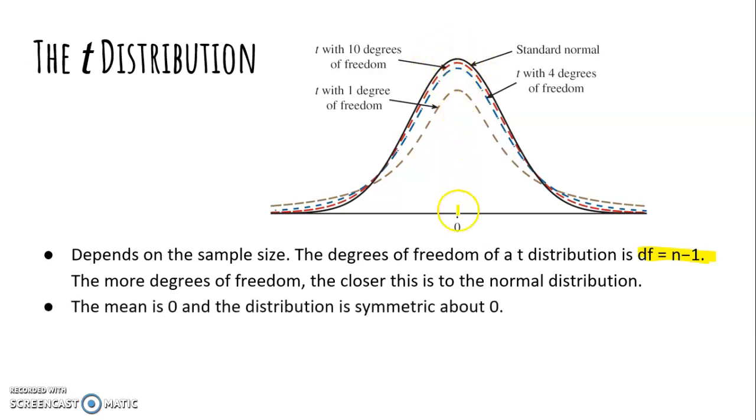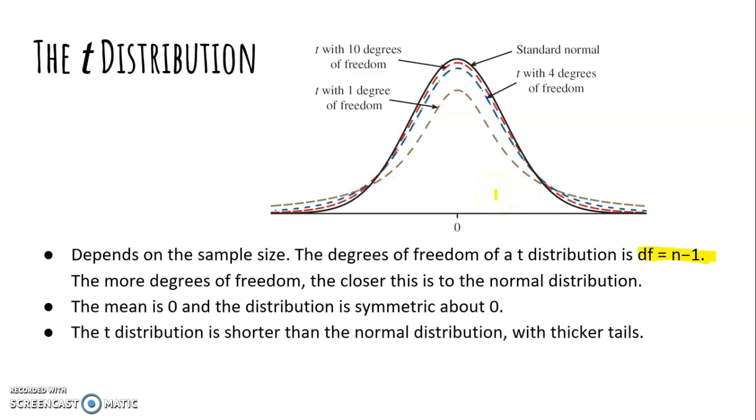The mean for the standard T distribution is 0, just like for the standard normal curve. That hasn't changed. It's still bell-shaped and symmetric. And again, the T distribution compares with the normal distribution in that it's shorter and it has thicker tails.